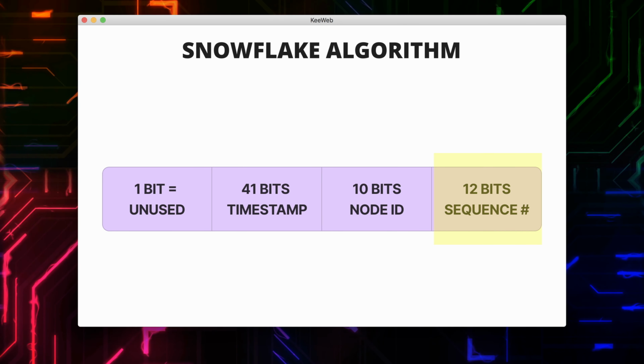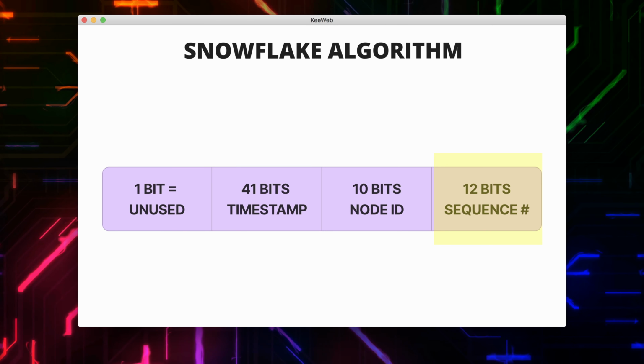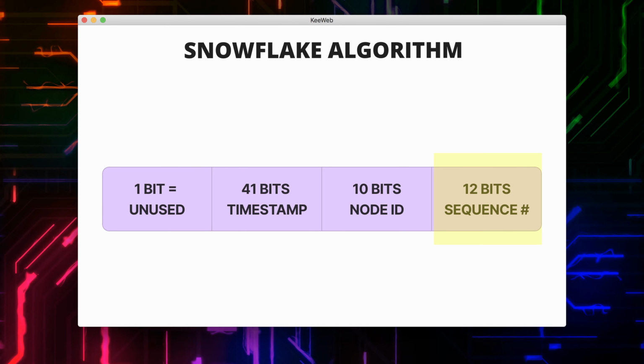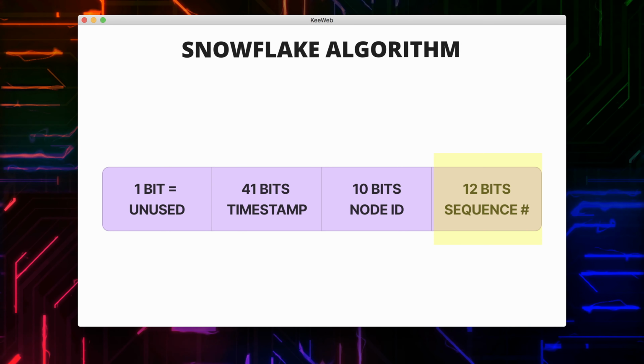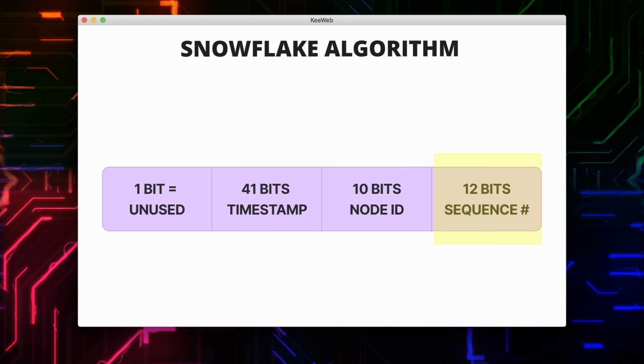And in the end, we have 12 bits reserved for the sequence number. In case multiple IDs are generated within the same millisecond from the same machine, a sequence number is included. This 12-bit sequence number allows for generating up to 4096 unique IDs within the same millisecond and machine.